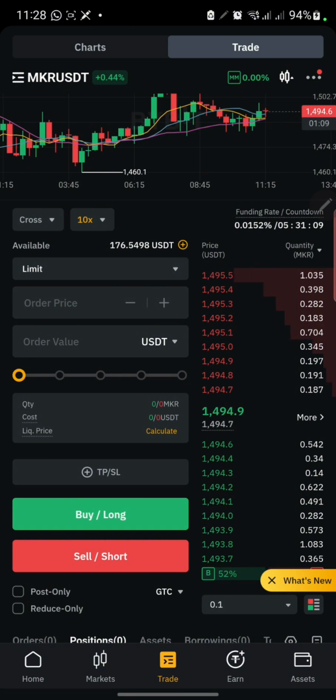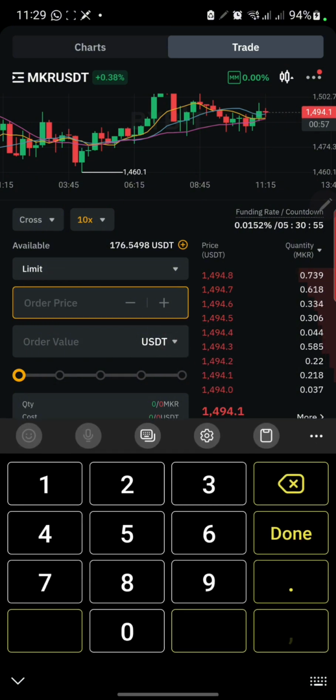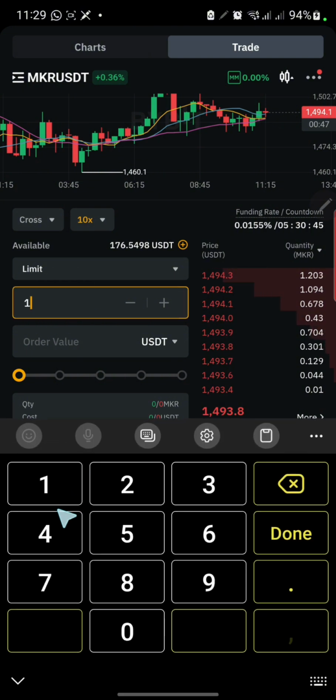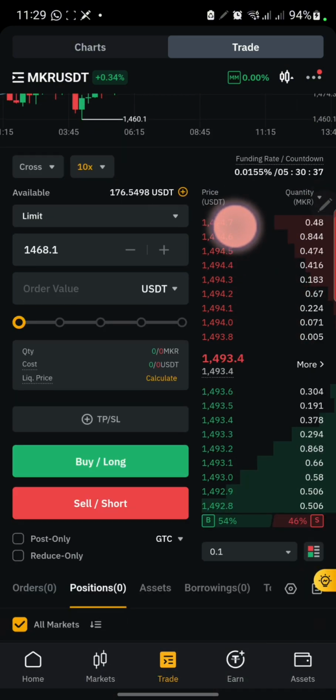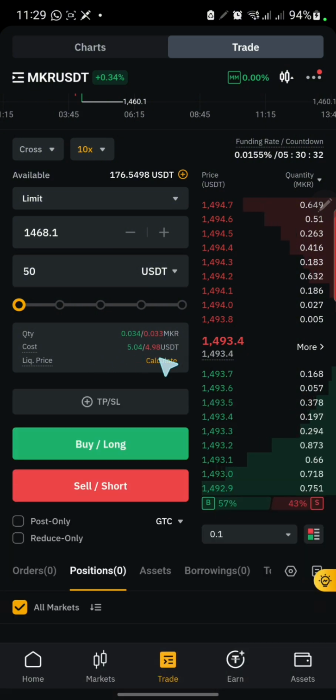This is MKR, and as you can see, it is currently trading at $1,494. So this is the limit. You are going to choose the price, which is the entry, and that entry is 1468.1. So you want your entry price to be 1468.1, as you can see here. This one is how much you want to use to trade from the amount in your balance. I'll be willing to use maybe $50 from my balance, and as you can see, there are some calculations here.